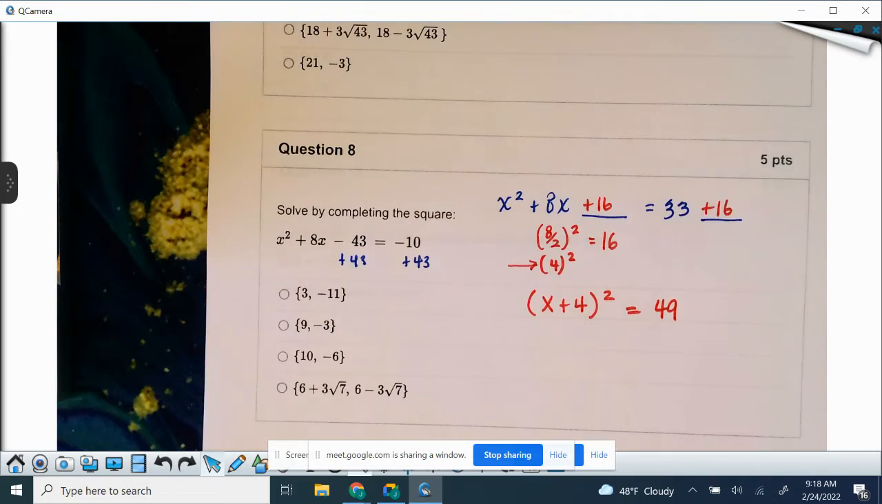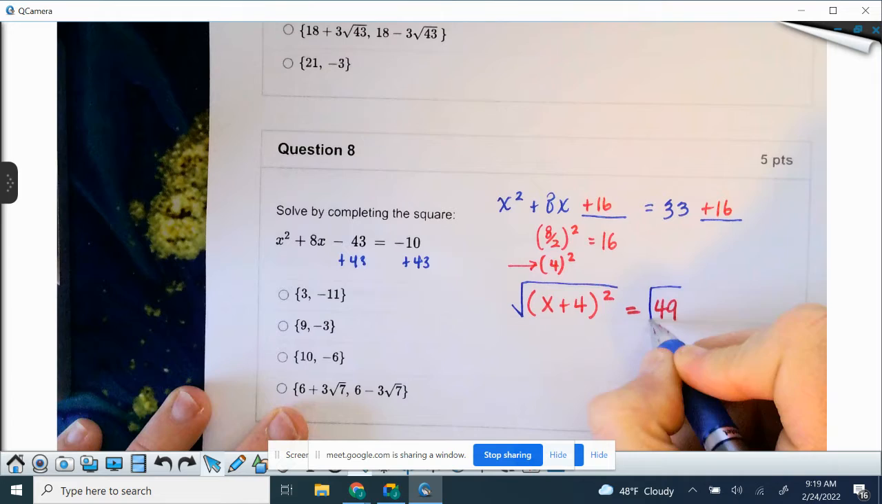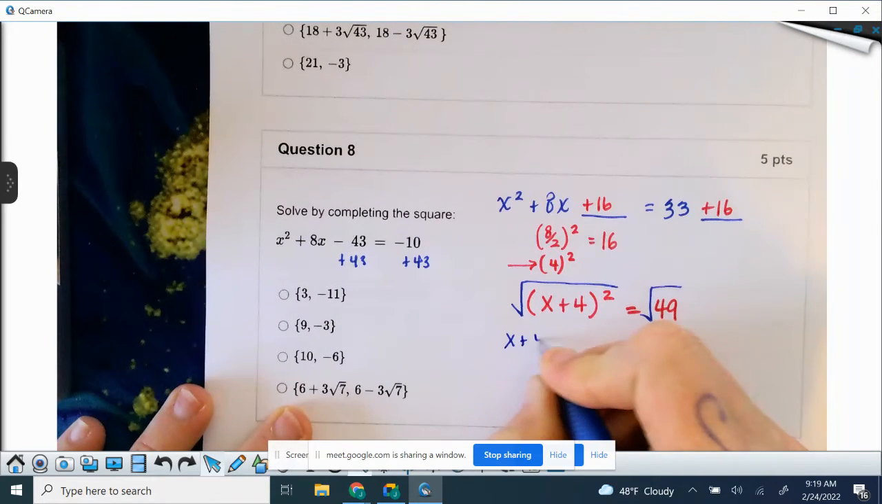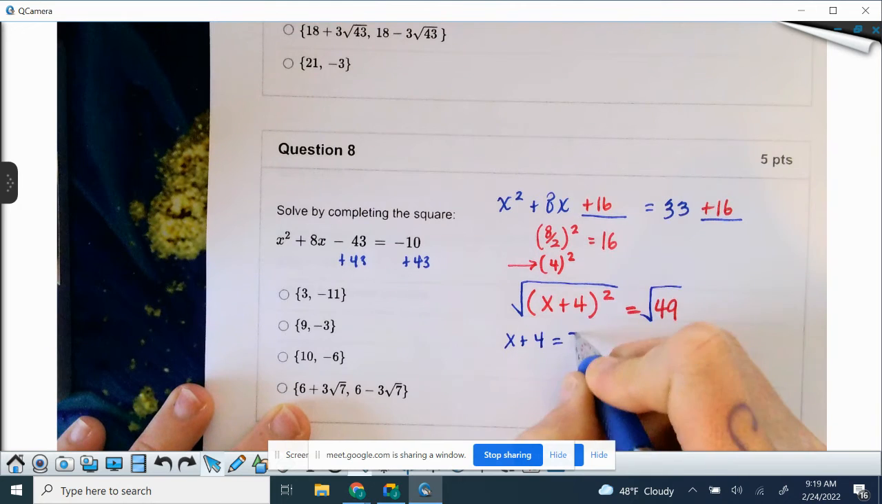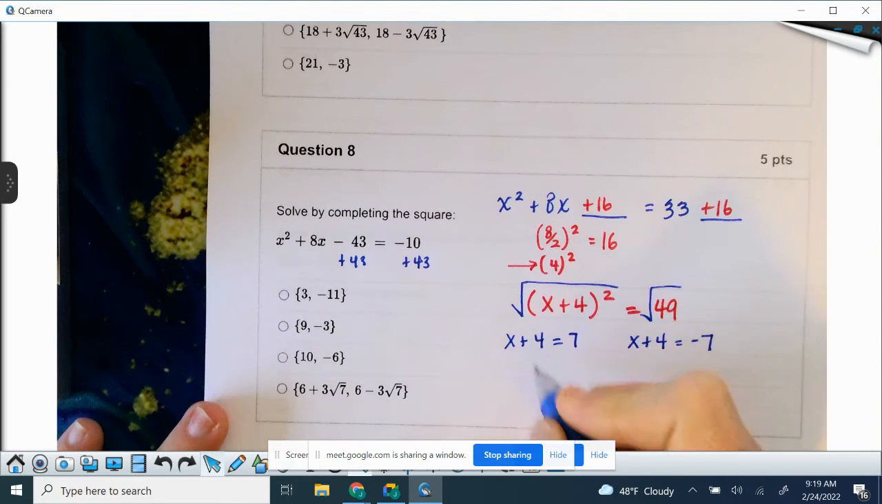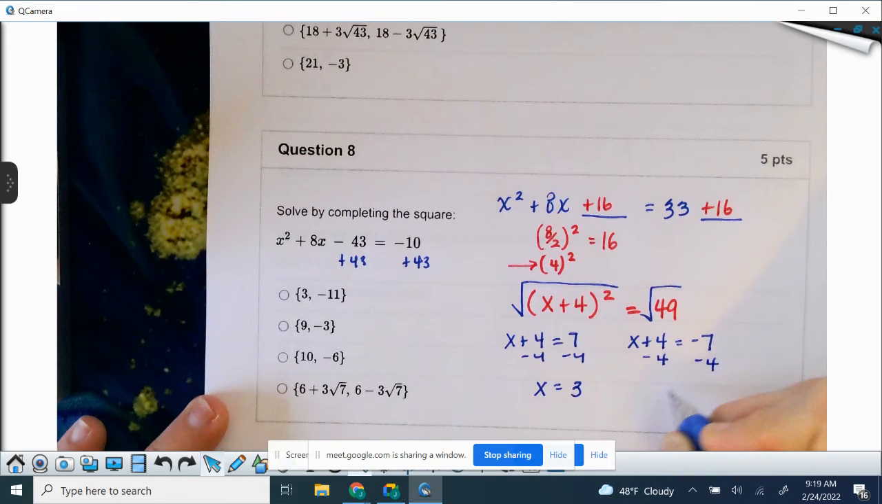There's a square. So to inverse or undo squaring, you're going to root both sides. And every time you root, you have a positive and a negative. So x plus 4 equals 7, and x plus 4 equals negative 7. Subtract 4 from both sides. X is going to be 3. Subtract 4, subtract 4. X is going to be negative 11.